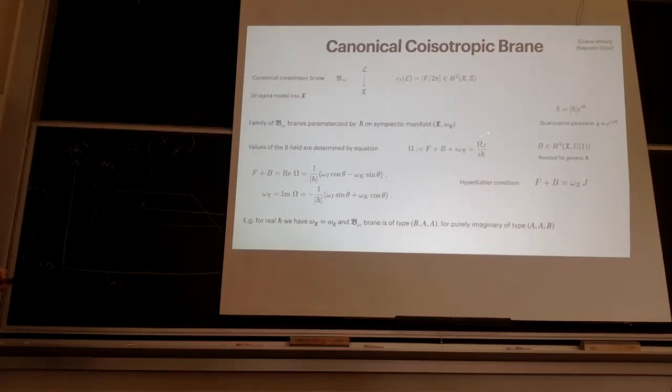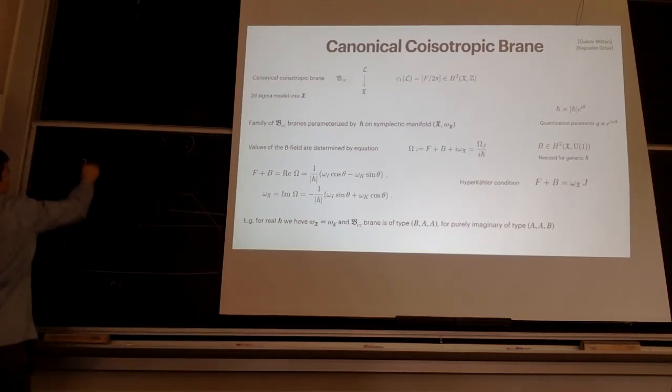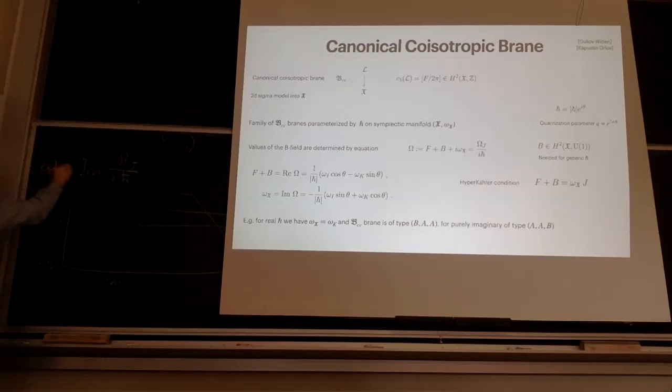So it's this omega, I'm going to write it here. The symplectic form is the imaginary part of omega J divided by I h bar. So this is little omega curly X. And then the quantization parameter is exponential of pi I h bar. We also introduce the B field, and these values of B field and F are determined by this equation. If h bar is complex, then the real part of omega gives you F plus B, and the imaginary part of omega gives you the symplectic form. If h bar is real, we have BA branes, and if it's pure imaginary, we have AAB branes. And this is the hyperkähler condition.